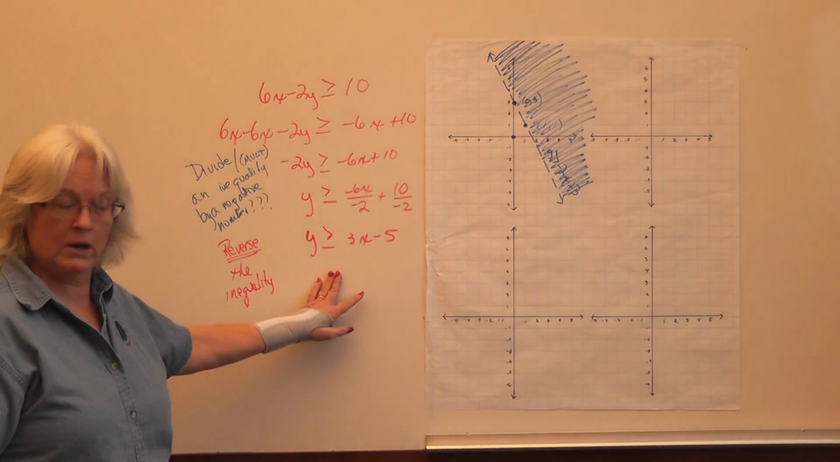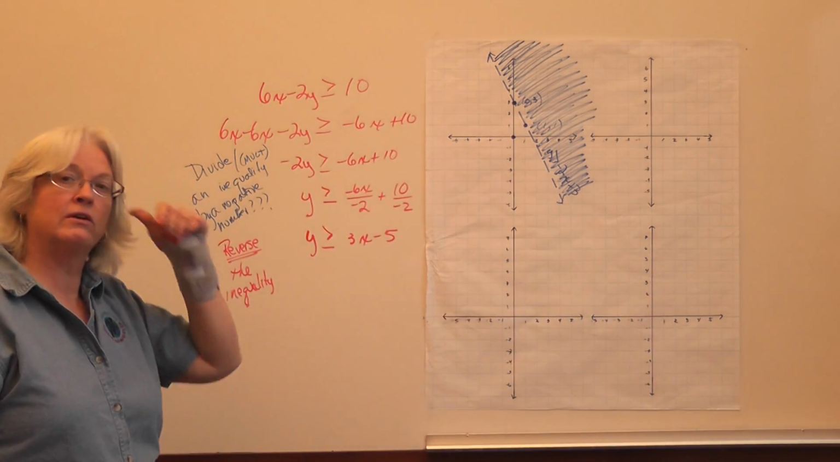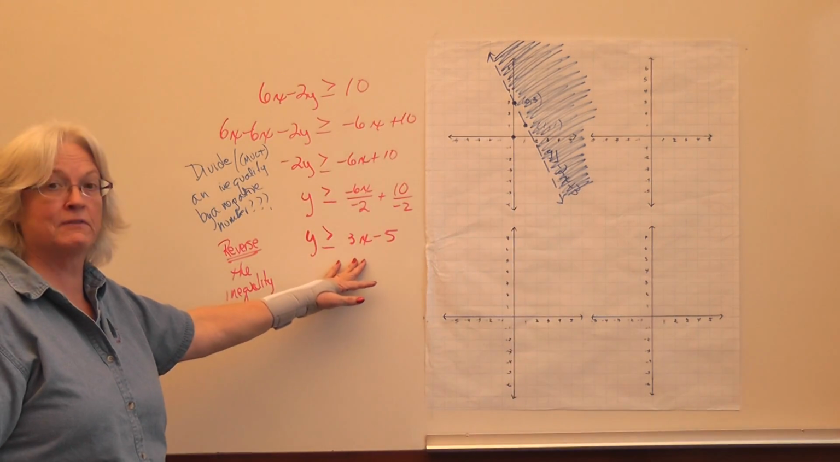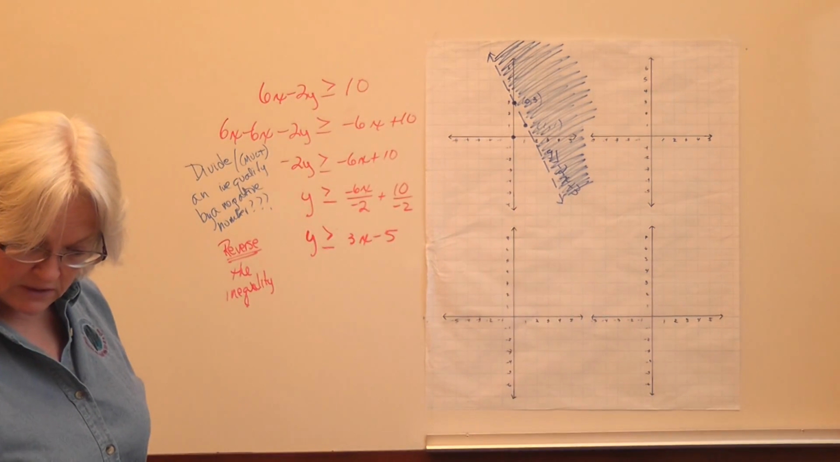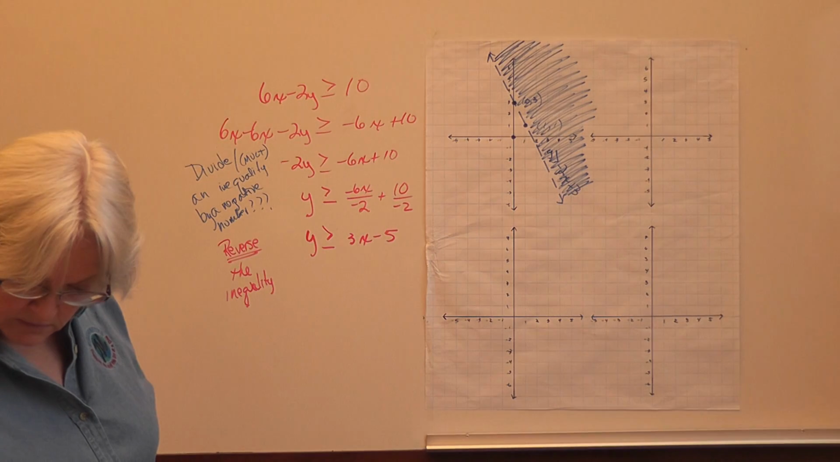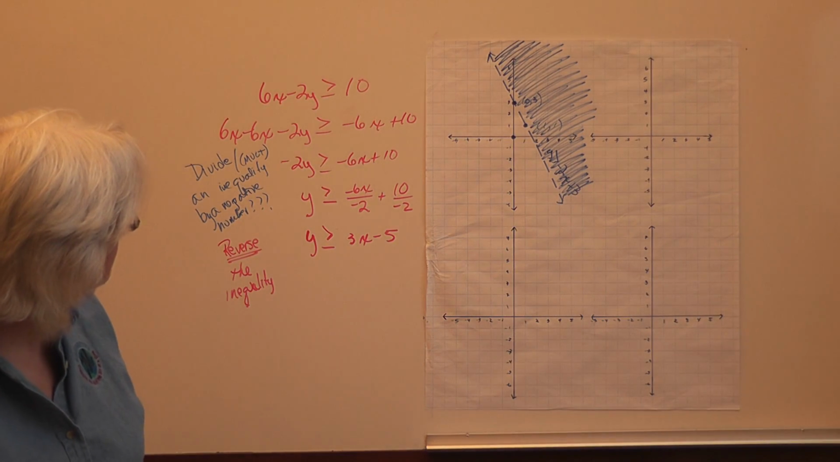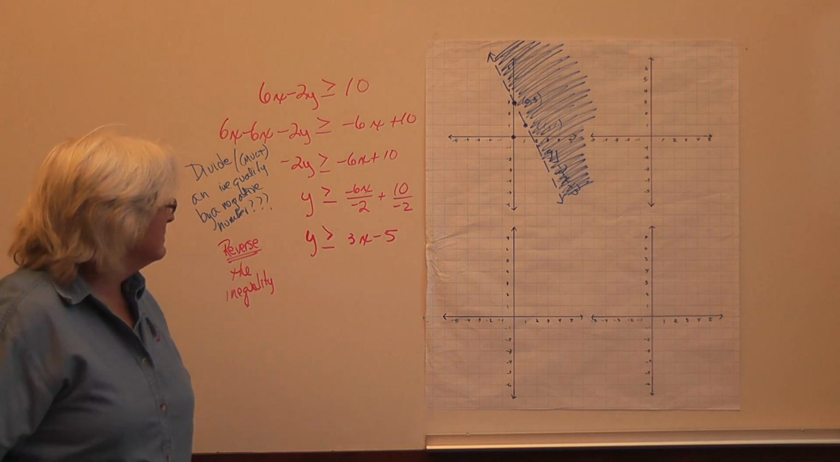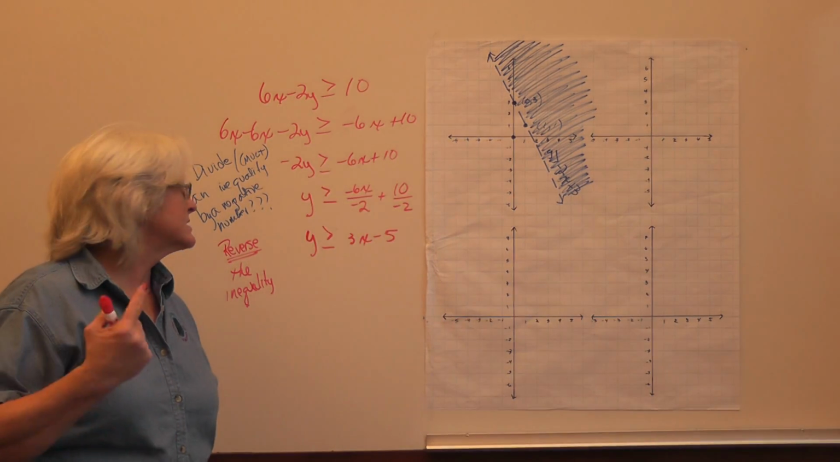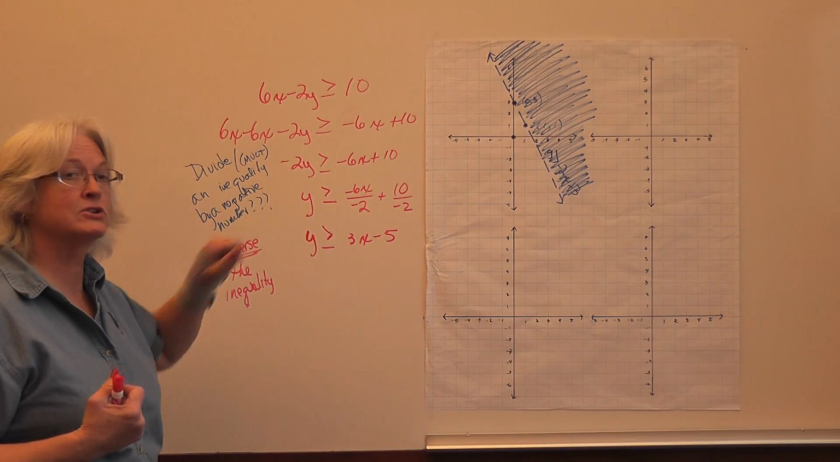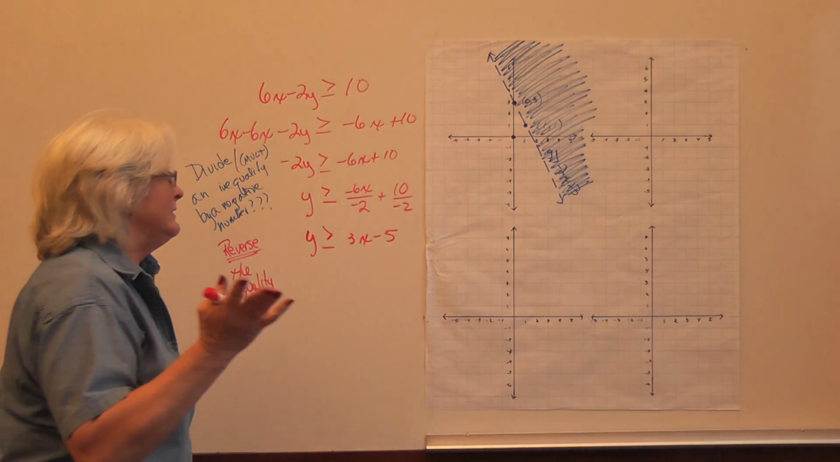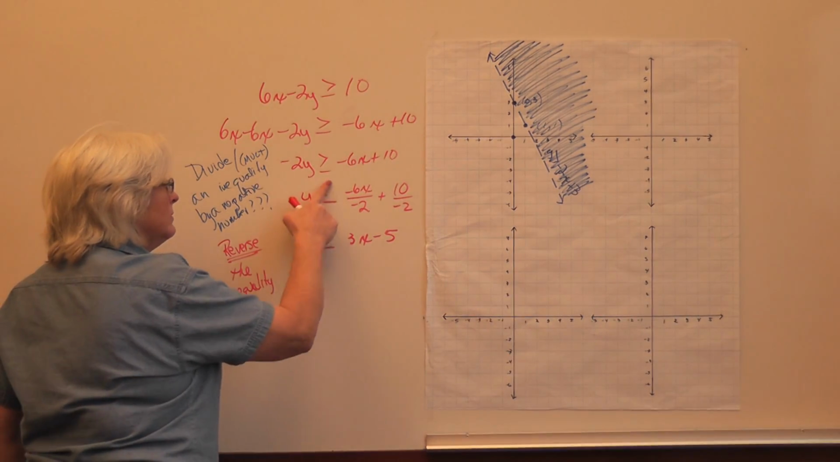how I came up with y is greater than or equal to 3x minus 5, because that's absolutely essential that you understand that. Now, isn't this very interesting? I spoke and I said reverse the direction of the inequality. Did I do it? No.